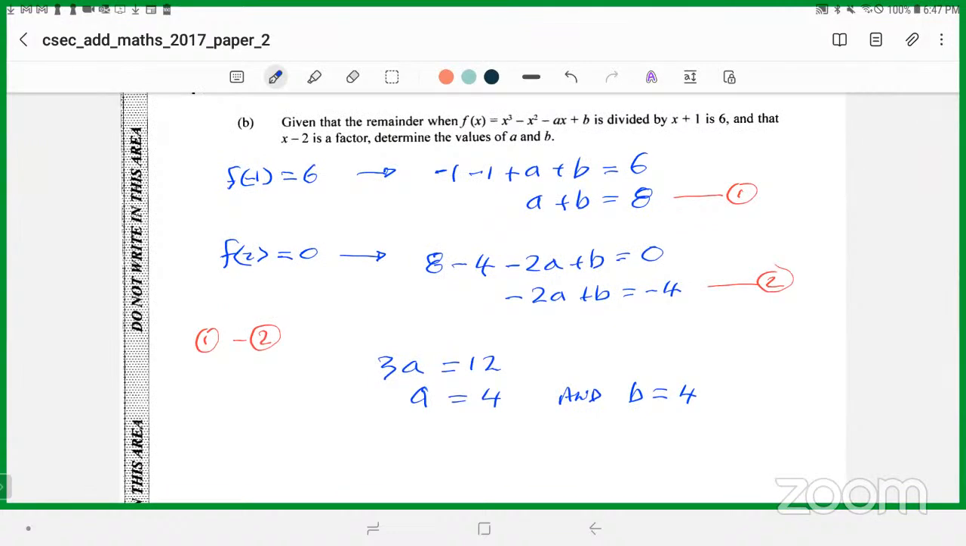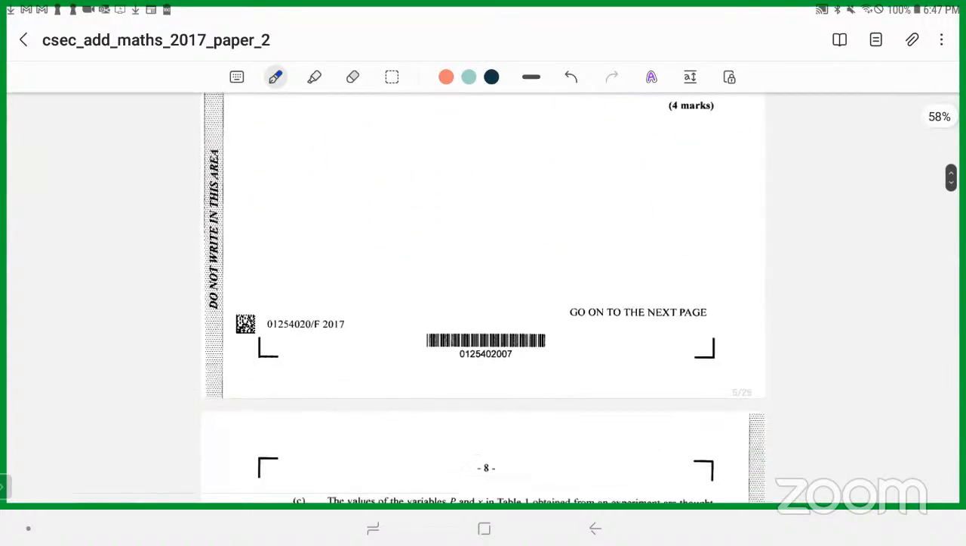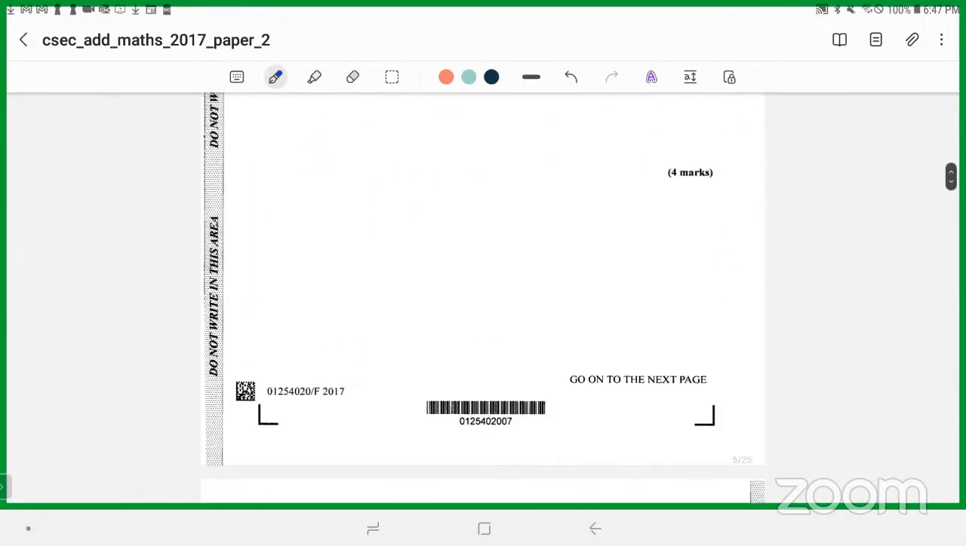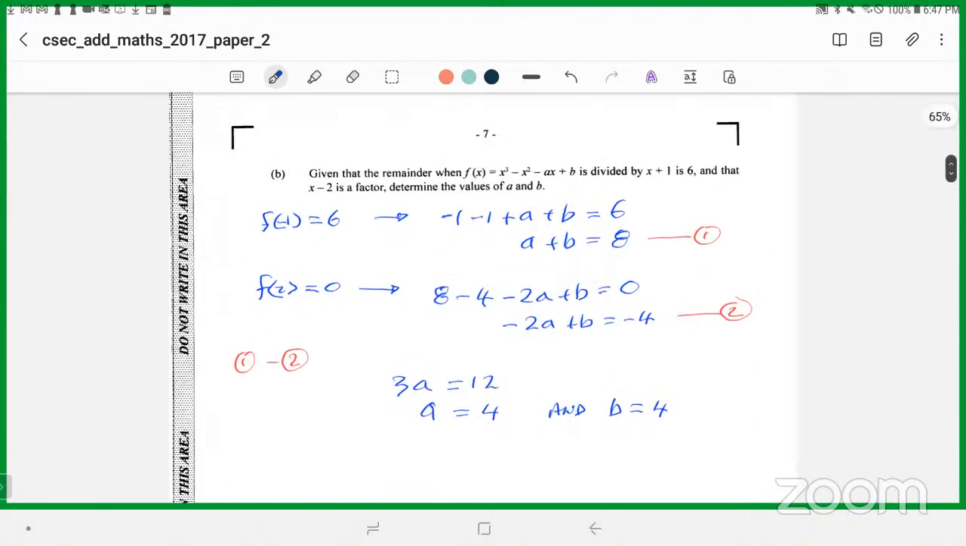Yes, sir. Let's see if there's any other thing on polynomial. I doubt it. All right, that's it for this paper. That's 2017. 2016, let's go to 2016.